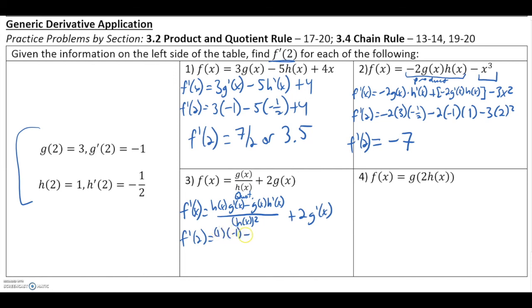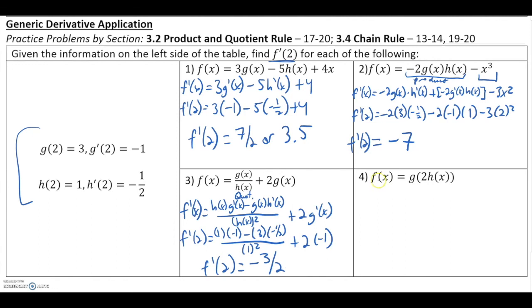G prime of 2 is a -1, minus g of 2, which is 3, times h prime of 2, which is -1/2, all over h of 2, which is 1 squared, plus 2 times g prime of 2, which is a -1. And f prime of 2 would equal -3/2.